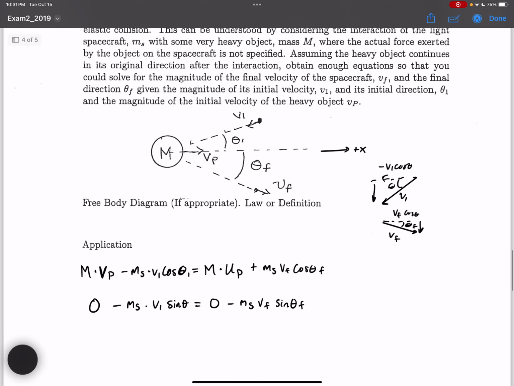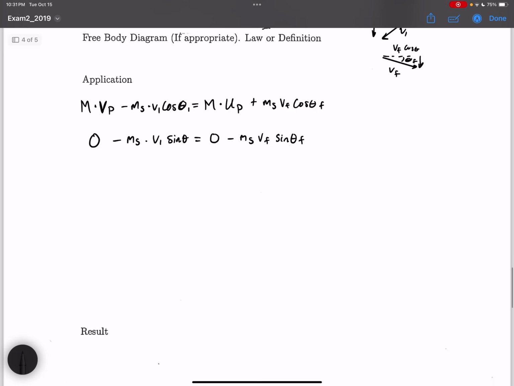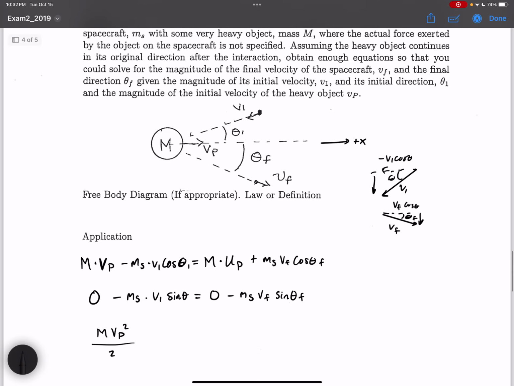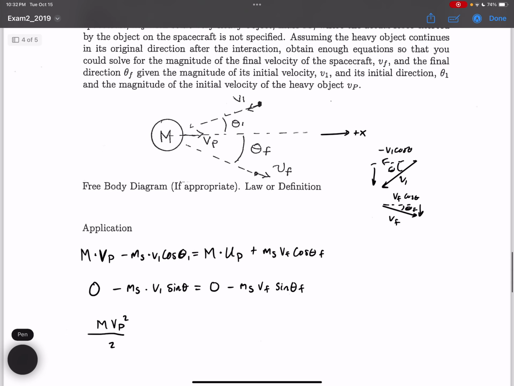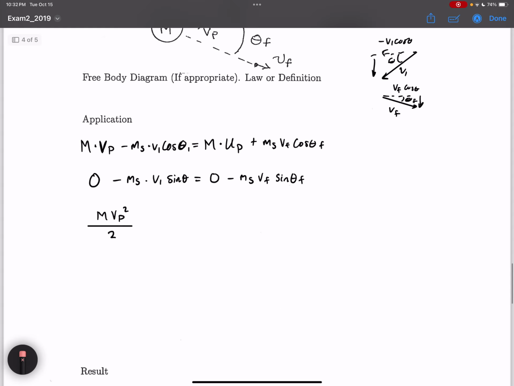Now, the last thing we need is the energy of the system. Since it's elastic, we can use conservation of energy to figure this out. We're going to need that because that's the only way you can figure out the final velocity. And so what we want to do here is we have that the larger mass is going to have a kinetic energy of m Vp squared over 2, because it's only moving in the x direction. It's not going to have any gravitational potential energy because we're in space, I'm assuming. And then the spacecraft's going to have its own kinetic energy, and not gravitational potential energy.